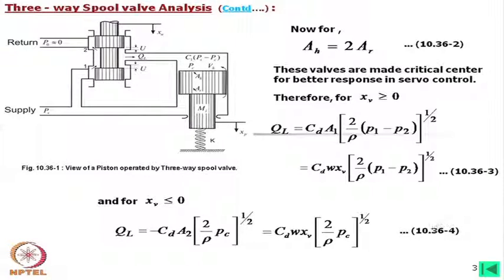But when it is moving in the opposite direction, that is, moving downward, this equation is simply written considering A2. Again we will find that it is in the opposite direction, and in that case we get only the control pressure over there.